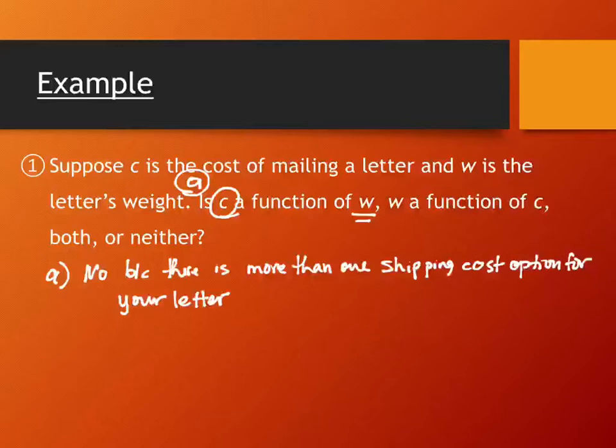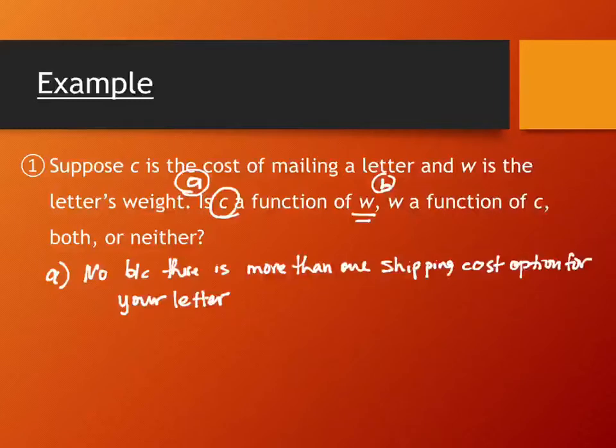The other question that it asks is for you to sort of flip it around. Is W a function of C? So in other words, can you know for sure the weight of your object based on how much it costs you to ship it? So let's again think about doing it online, because I think that's a better connection for you guys than my post office problem.